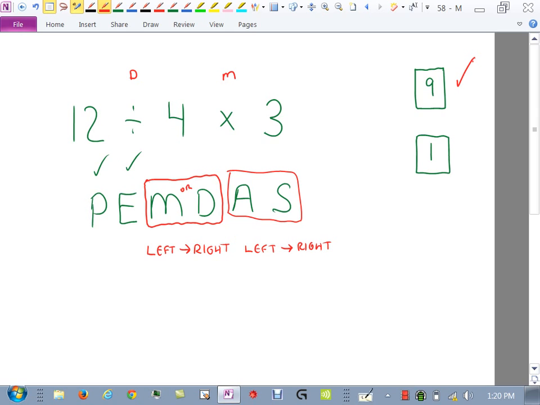So that's the convention. If you type it into your calculator, those who actually have a calculator, we could do all those in one input line, do 12 divided by 4 times 3 on a calculator. It will spit out 9 because it does the correct order.